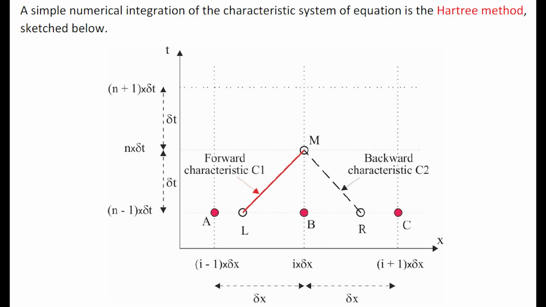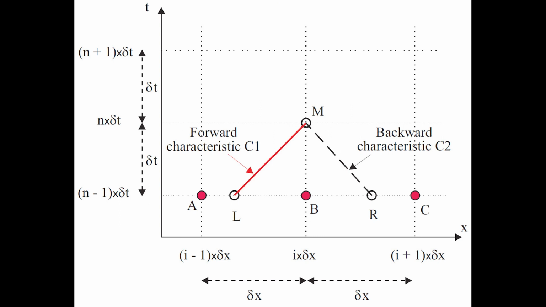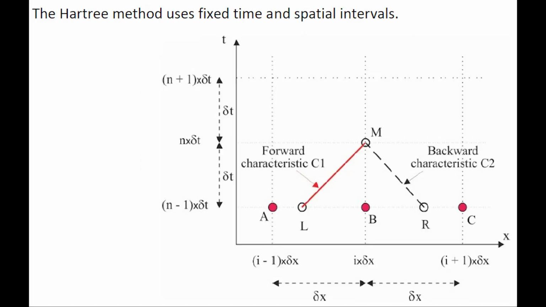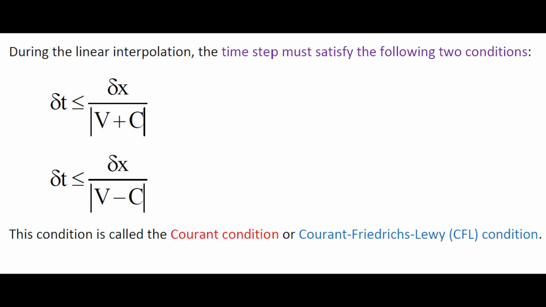A simple numerical integration of the characteristic system of equations is the Hartree method. Sketch here. The Hartree method uses fixed time and spatial intervals. During the linear interpolation, the time step must follow two conditions called the Courant condition or CFL condition.